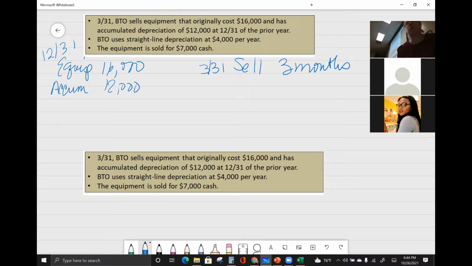Where they're telling me it's $4,000 a year. So now we got to divide it by 12, multiply by 3 to come up with what our number is. So we're going to say 4,000 divided by 12 times 3 months. So we have $1,000 roughly.